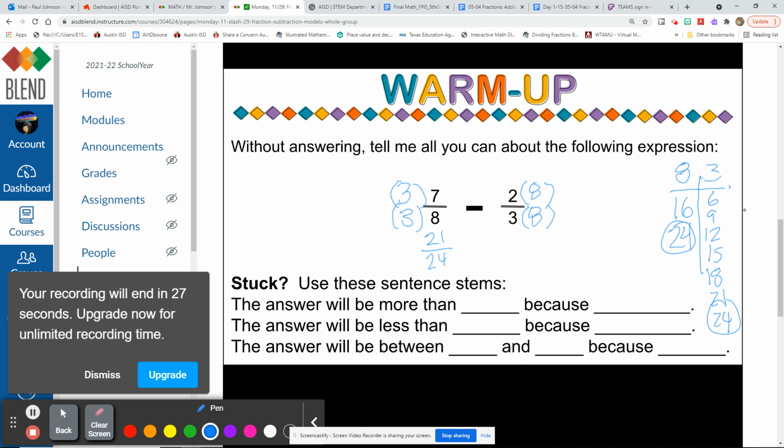21/24ths minus 16/24ths would give us 5/24ths. And 5 is prime. It doesn't fit into 24 evenly, so it's simplified. 5/24ths. 7/8 minus 2/3 is 5/24ths.